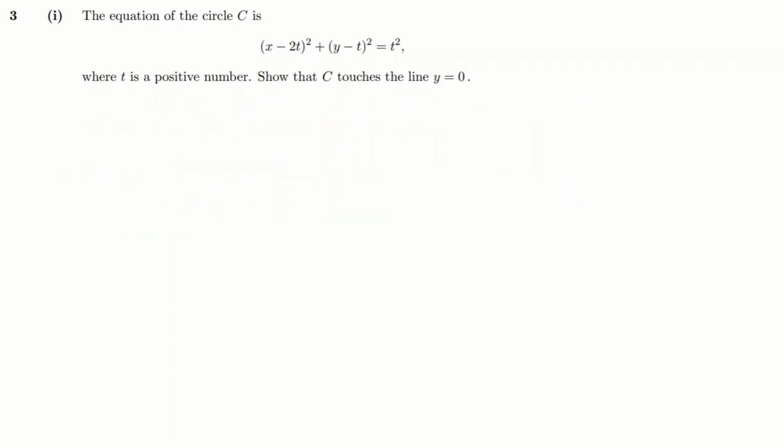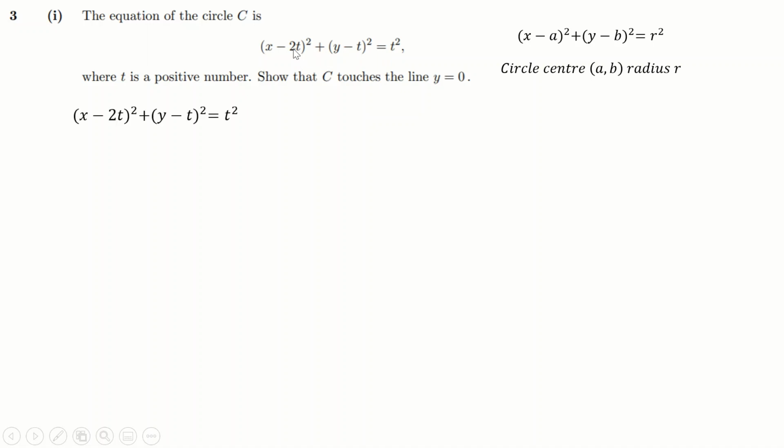Anyway, let's get started. So the equation of a circle, this is this, where t is a positive number, show that C touches the line. So this is a circle, we can recognize that, right? The equation of a circle is this, where (a, b) is the center, radius is r. So this is describing a circle with center (2t, t), radius t, I think.